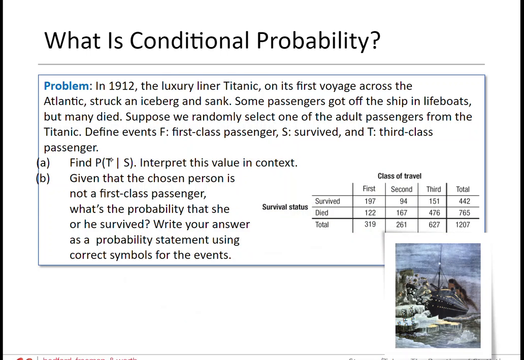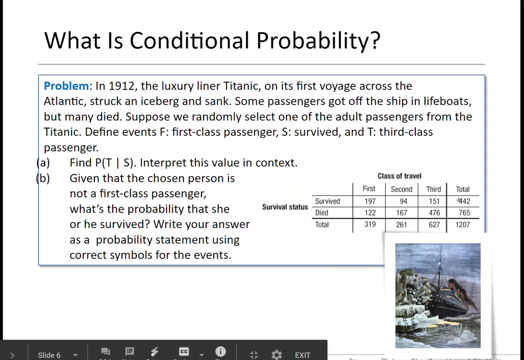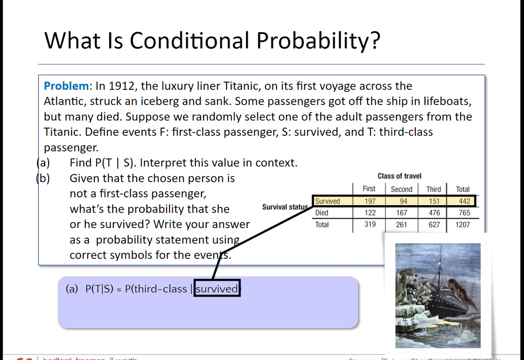We want to find the probability of T given S, or the probability that someone was a third class passenger given that they survived. So, we know that this person survived, which means that we can narrow down the part of this chart that we are looking at to just the row of survivors. Now, only looking at that row, what is the probability that someone was a third class passenger? That would be 151 out of 442. Which when you divide it is 0.342.